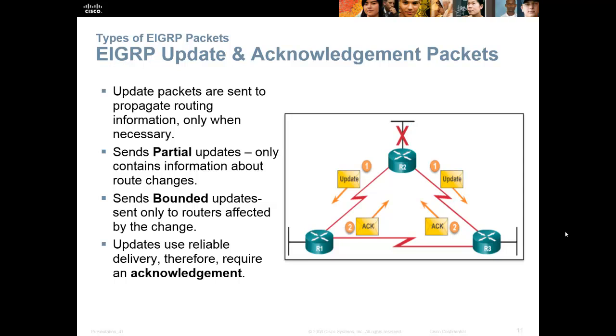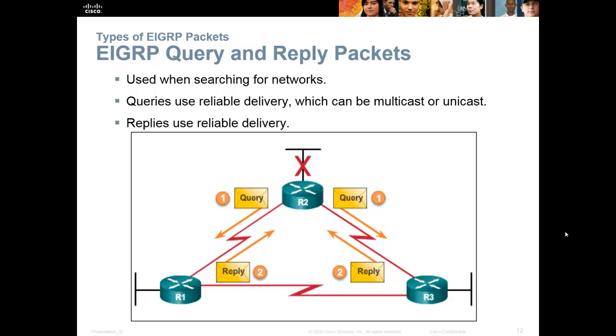All right, updates use reliable delivery, therefore they require an acknowledgement. Anytime I send an update, I expect an acknowledgement. When I send a hello packet, I do not expect an acknowledgement. If there's information in the update that I send out and you say, oh, I don't have that information, can you give me more? Then I send a query, which can be multicast or unicast depending on the situation. And then I'll send a reply to you with that information. Hey, I need to know more information on the 10 network. Oh, here's the reply, and here's the information on the 10 network.